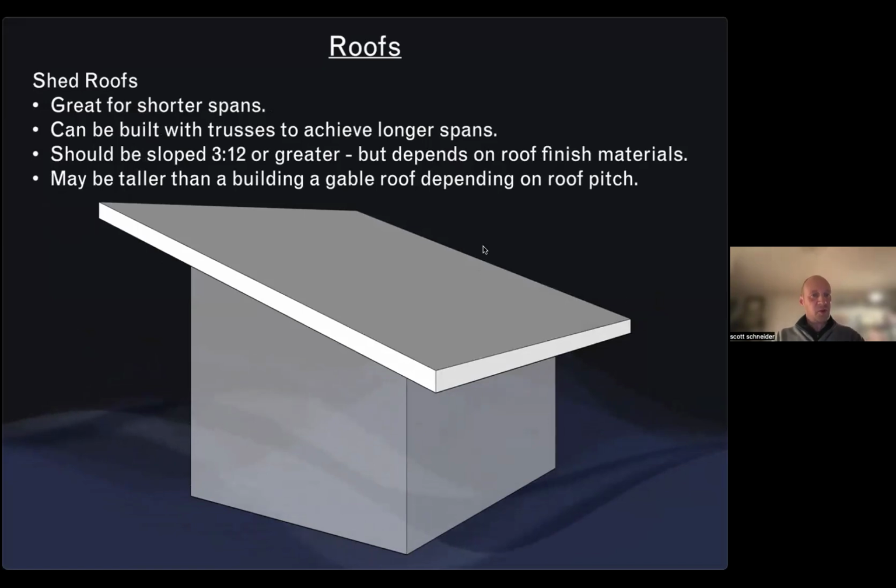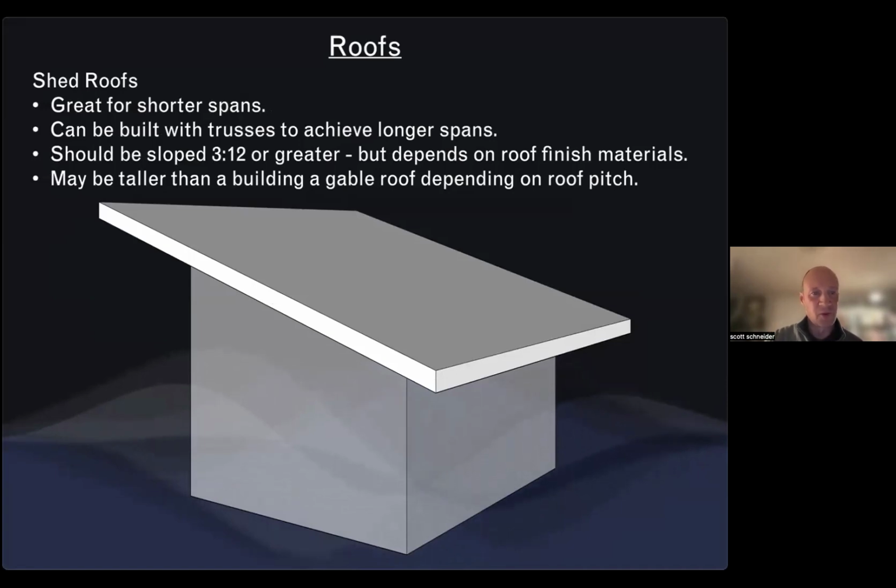Moving on to shed roofs. These are also great for shorter spans. You can do longer spans too. They can be built with trusses. They're just sloping in one direction, so depending on which way you are sloping it, they could be taller than a gable roof, which is pitching in two directions.